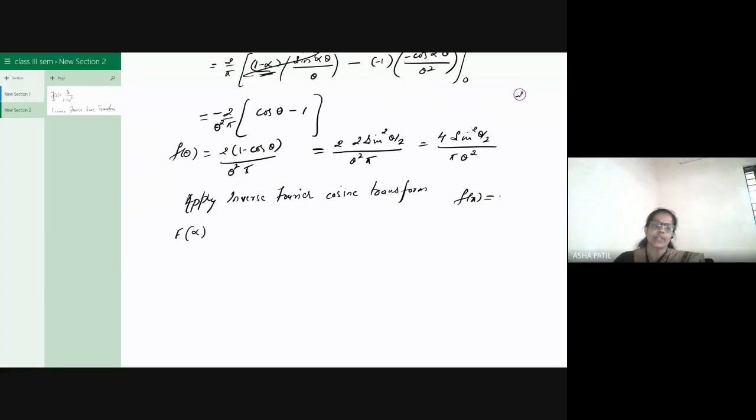I'll just write the formula. Instead of x, it is alpha. What is f of alpha equal to? 2 by pi integration from 0 to infinity of f of theta cos alpha theta d theta. Is it right? We have to apply this.